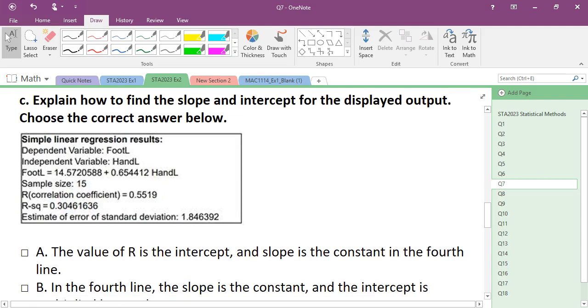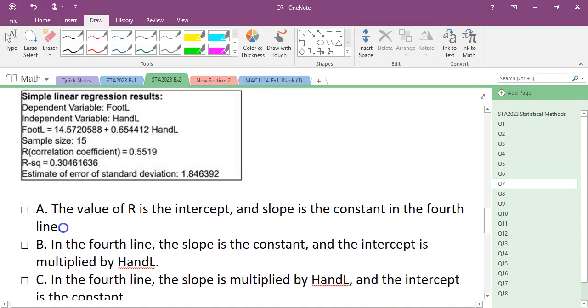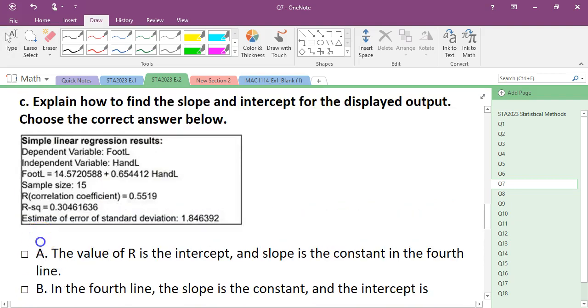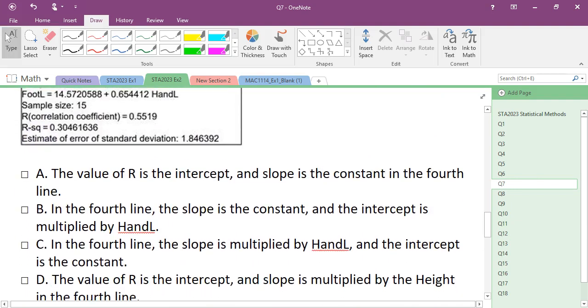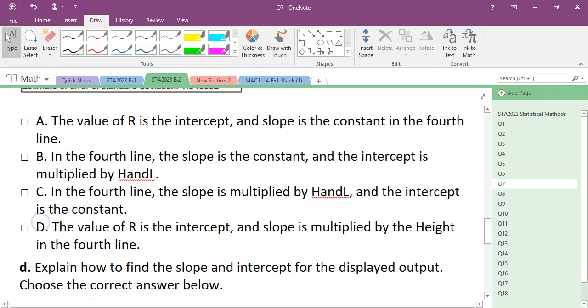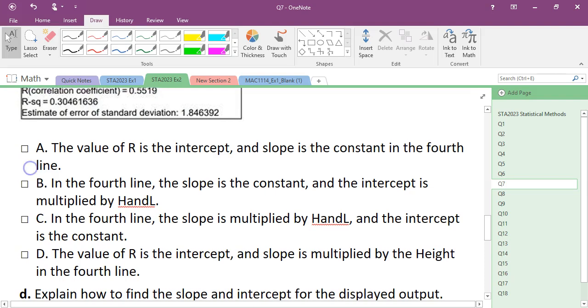All right, so again, another one. Explain how to find slope and intercept for this displayed output. So our choices are: A, the value of R is the intercept and the slope is the constant in the fourth line. B, in the fourth line, the slope is the constant and the intercept is multiplied by the hand. C, in the fourth line, the slope is multiplied by hand L and the intercept is the constant. And D, the R value is the intercept and the slope is multiplied by the height in the fourth line. What do you think? Definitely C.